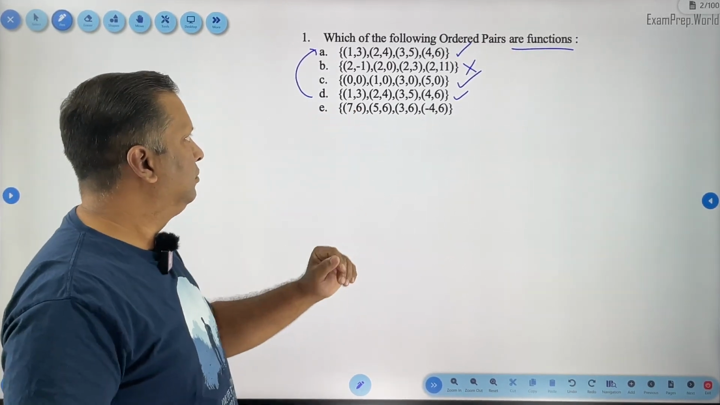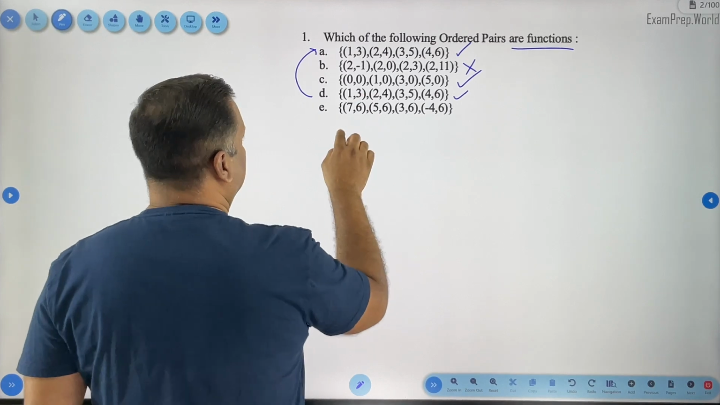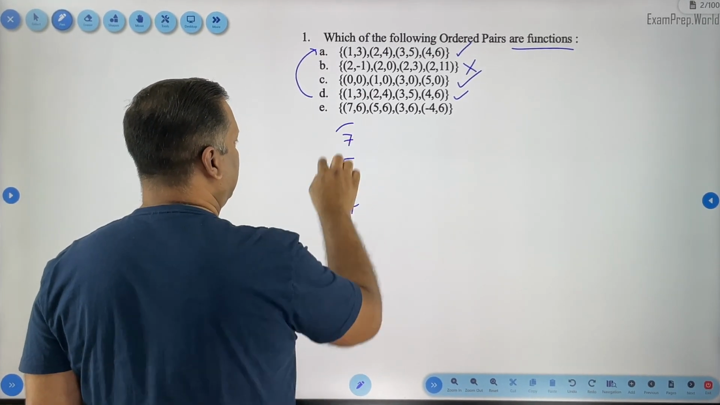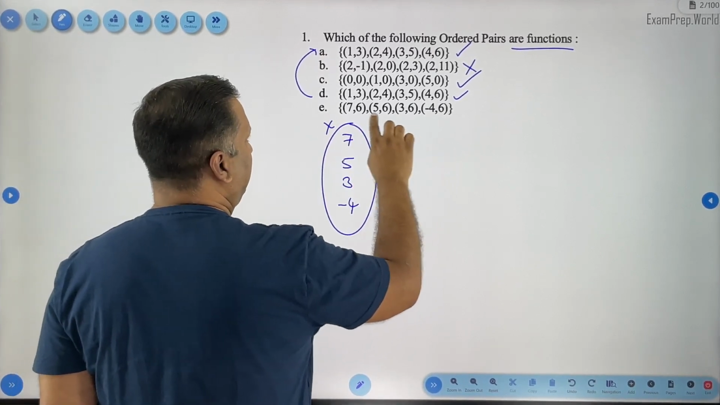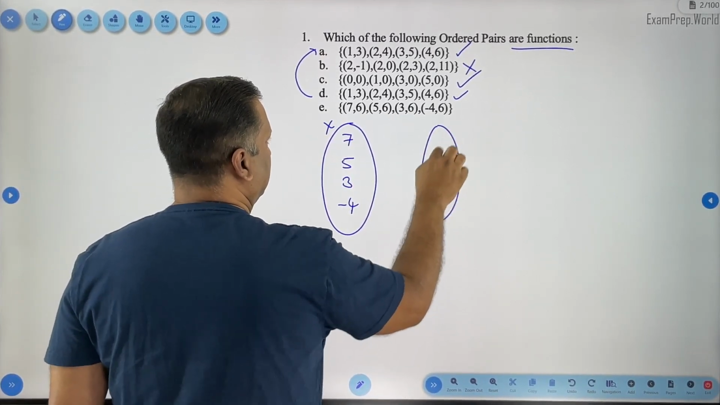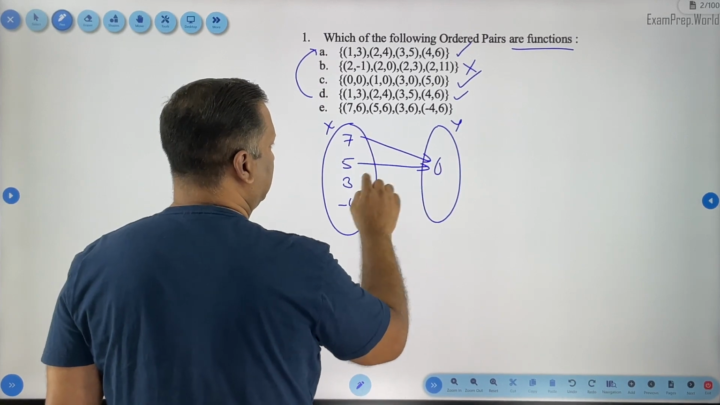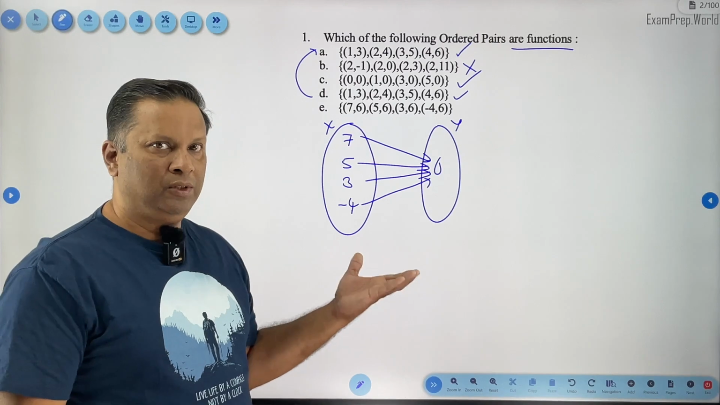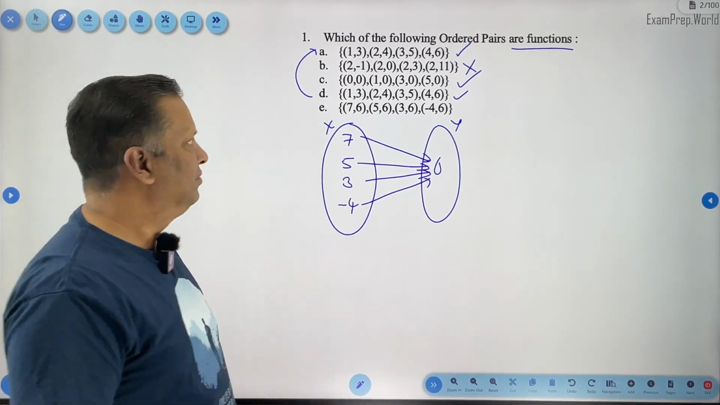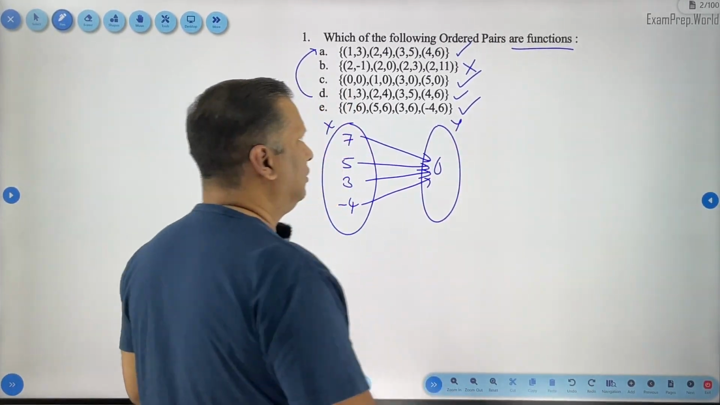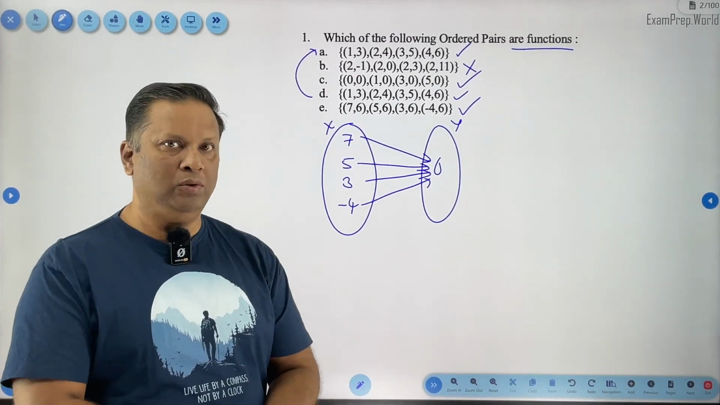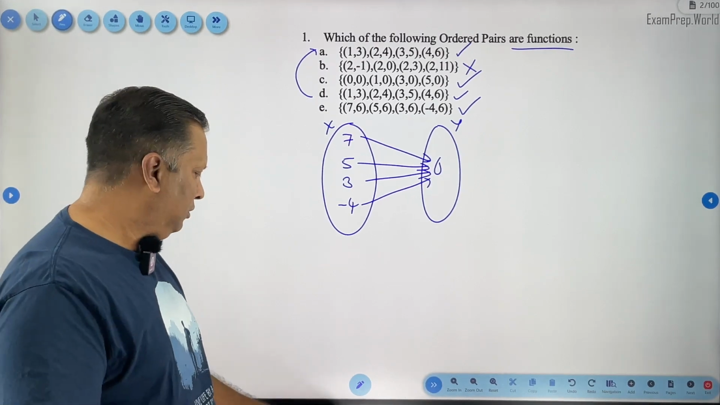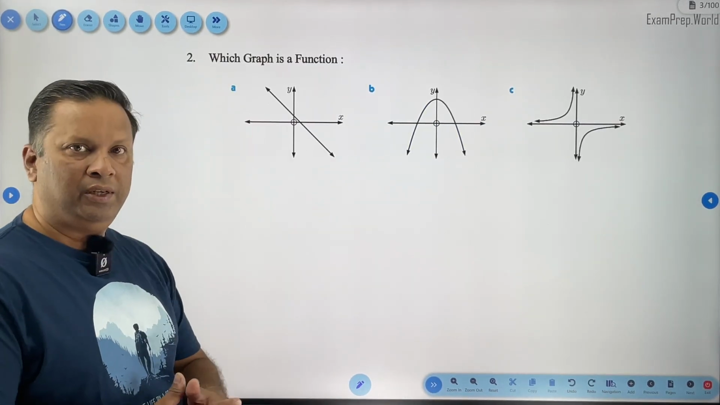Let's do E. Here again you see 7, 5, 3 and -4 are the elements of x, and in y you only have 6. So every element of x is pointing to the same element in y. This is again many to 1, so this is also a function. Okay. So now we have completed this question. Now you know how to identify a function from the given ordered pairs. Next we will see how we do it in graphs.